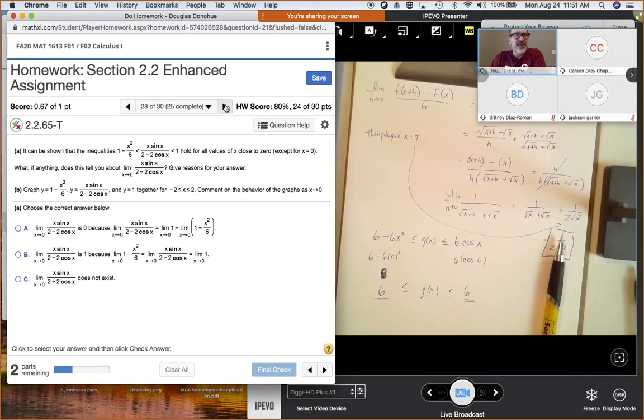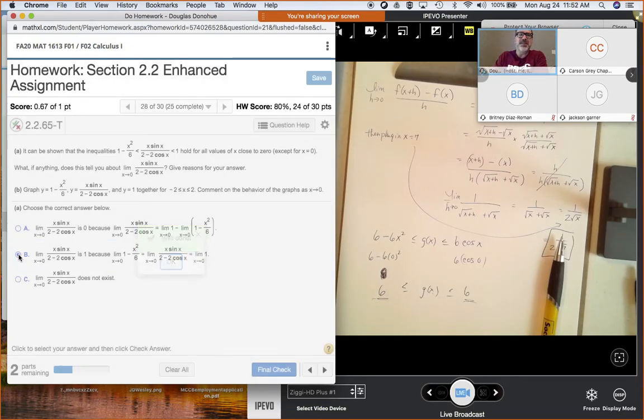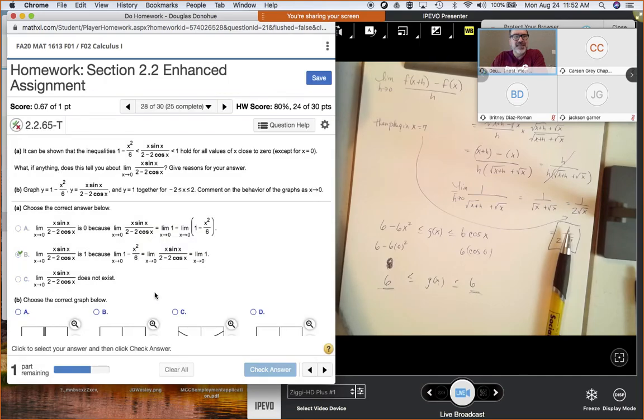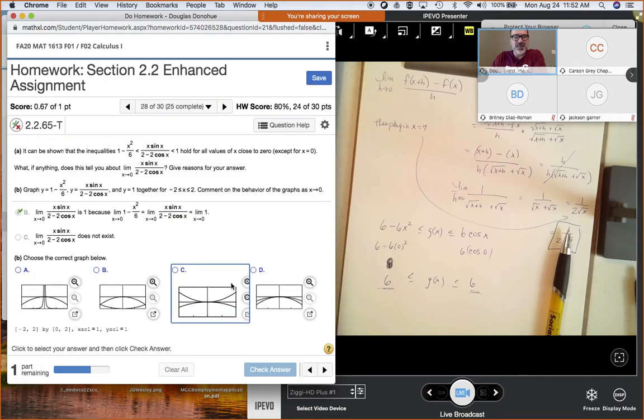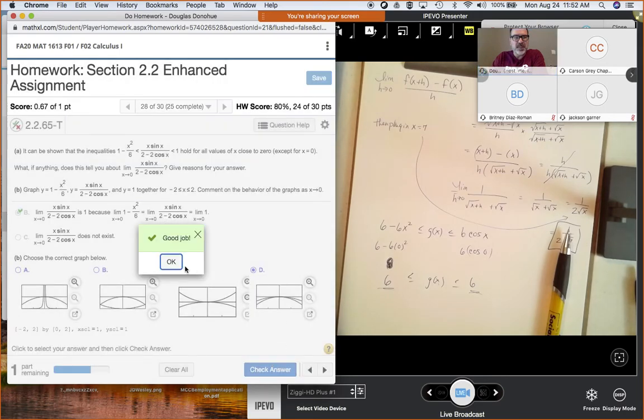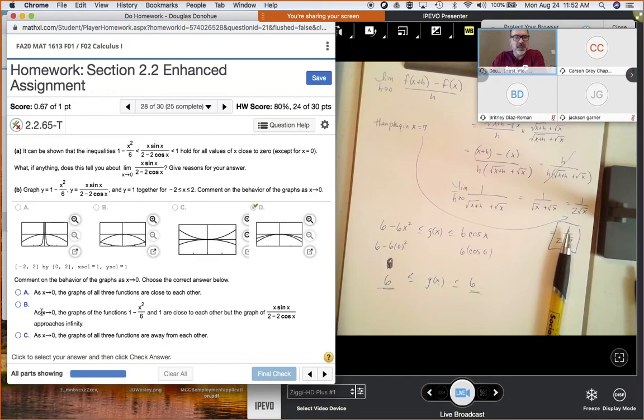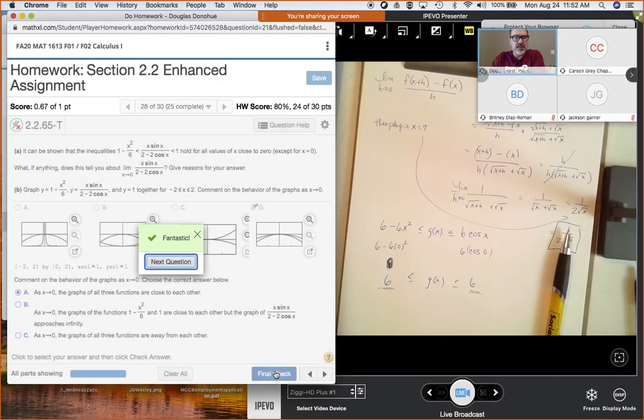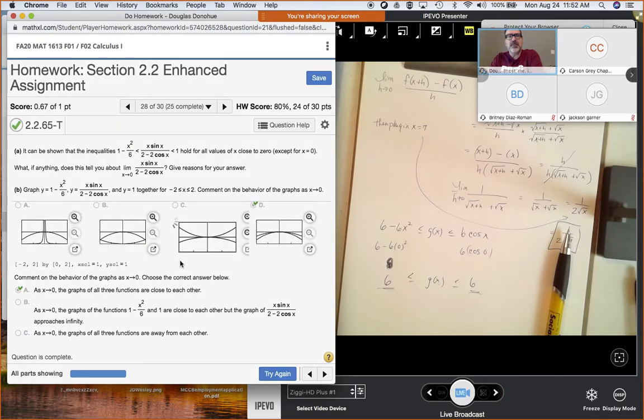Alright, so this is another sandwich theorem one. No, that's the same question. That's the exact same question. Alright, well, ought to be easy to get it right this time. Let's see if I can find the right picture. D is now the correct picture. And all three graphs get close to each other is answer choice A. I didn't read the second part of the answer choice.